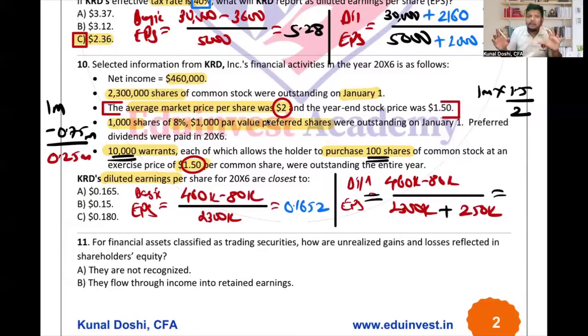That's it. Preferred shares are not convertible, so I don't need to add them back. So 460 minus 80, that is 380. I store it, and divide by 2,300 plus 250, store 2. So recall 1 divided by recall 2, I get 0.149. The closest option, they've rounded it off, so I will put B. Are you with me? Check.